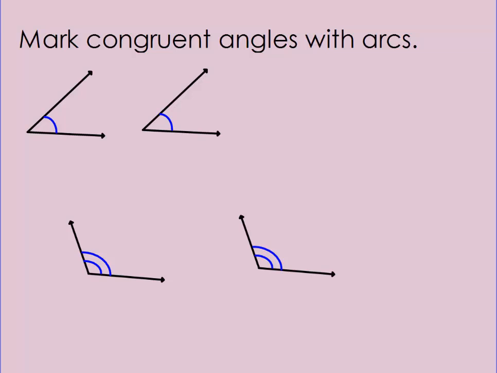So another way to mark congruent angles is just to put these arcs on them. Instead of writing this out and saying this angle is congruent to this angle, or this angle is 58 degrees and this one's 58 degrees, we can just put these arcs. When they have the same number of arcs, that means they're congruent. So in this case, the top two have one arc each, so those are congruent. In this one, there's 2 arcs each, so those are congruent. Just an easy way to label that.